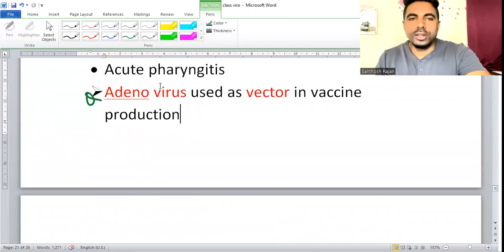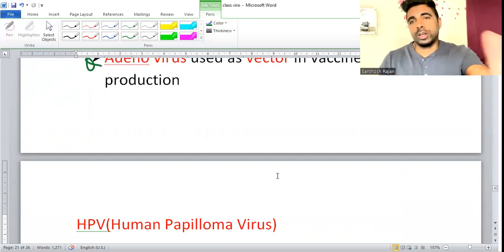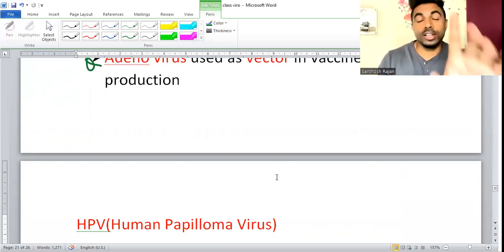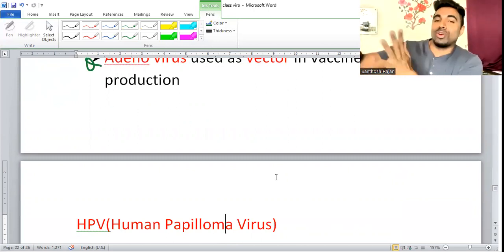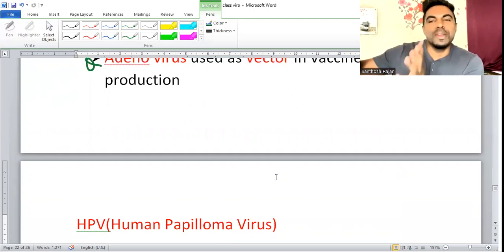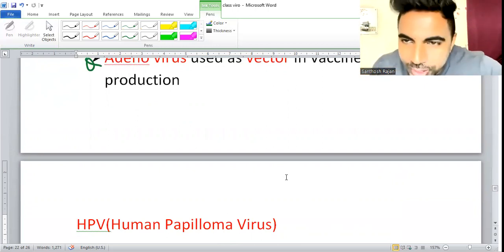Okay, adeno is done. Now let's go to the next virus, human papilloma virus. Next DNA virus. Adeno, this much only. Adeno is Adnan Sami, the singer. He's rich, so he's having a space vehicle. He helps a lot of children who have all different types of clinical features. And he's also a vector, helping a lot of people to make vaccines. So adenovirus is the vector for a lot of vaccines. Okay, got it. Now next, human papilloma virus.